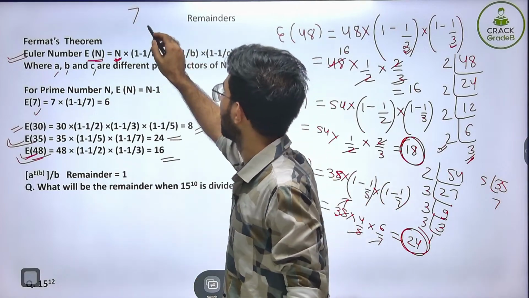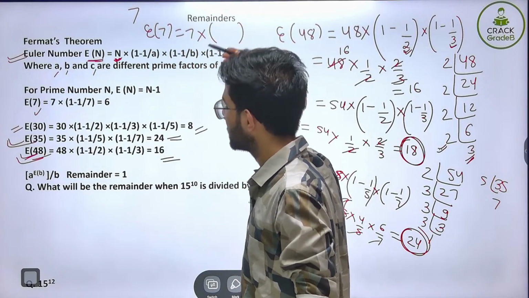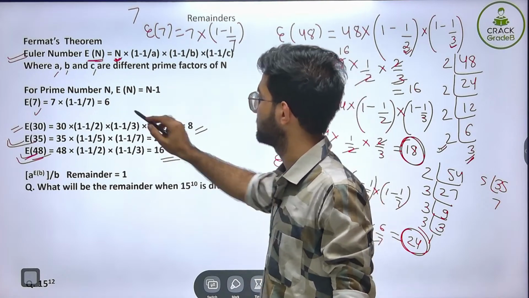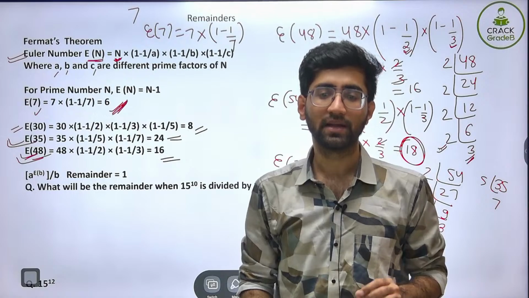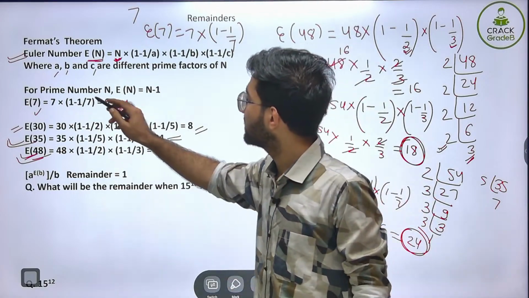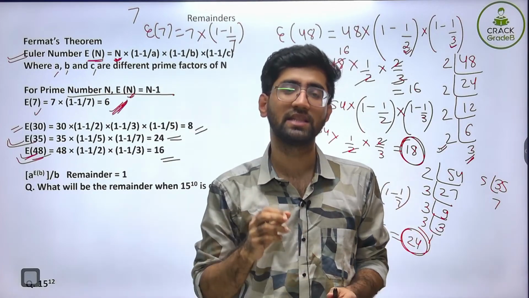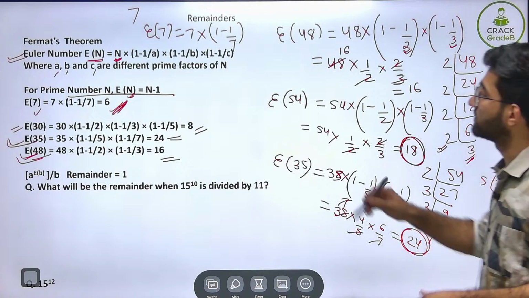So how will you write the Euler number? Simple, 7 into 1 minus 1 by a, into 1 minus 1 by b, into 1 minus 1 by c. But there is only one prime number, so 7 into 1 minus 1 by 7. And if you solve it, you will find that the Euler number of 7 is 6. You need to remember one thing, that the Euler number of any prime number is just one less than that prime number. So the Euler number of 7 is obviously 6.